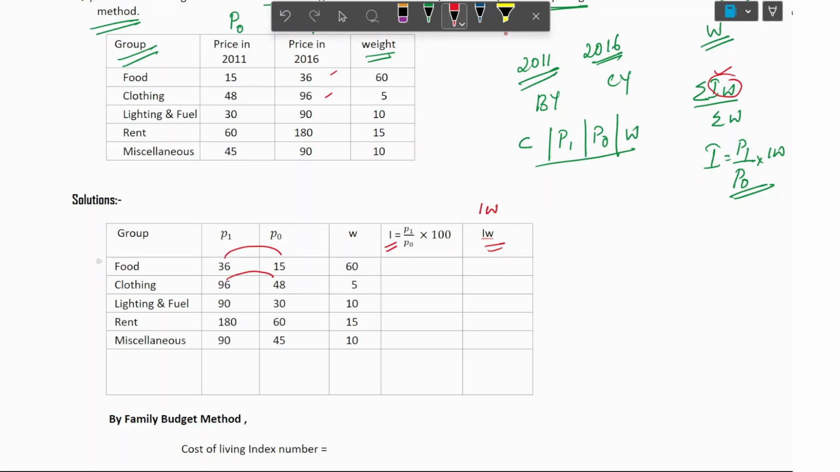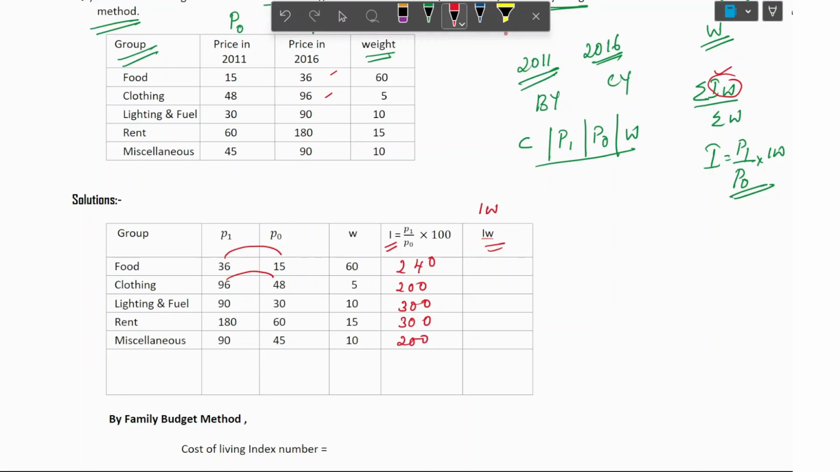Now here, 36 divided by 15 into 100, we are going to calculate the value, that is 240. Here, this is 200: 96 divided by 48 is 2, into 100, 200. Again, this is 300: 90 divided by 30 into 100, 300. Next, again 300 and 200. You have completed the column I.